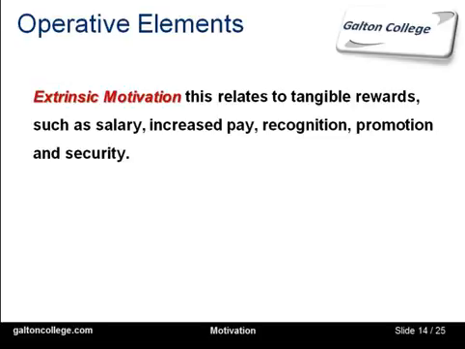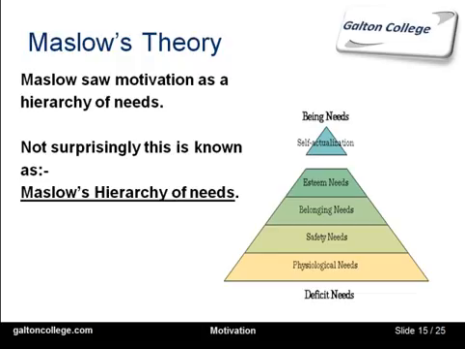Let's look at one of the famous theories. This one is so utterly famous. It's Maslow. And this crops up all over the place in business and management theory. Abraham Maslow saw motivation as a hierarchy of needs, and not surprisingly, it's known as Maslow's hierarchy of needs. It's normally portrayed as a triangle. If I put the cursor onto the screen for a second, here we go.